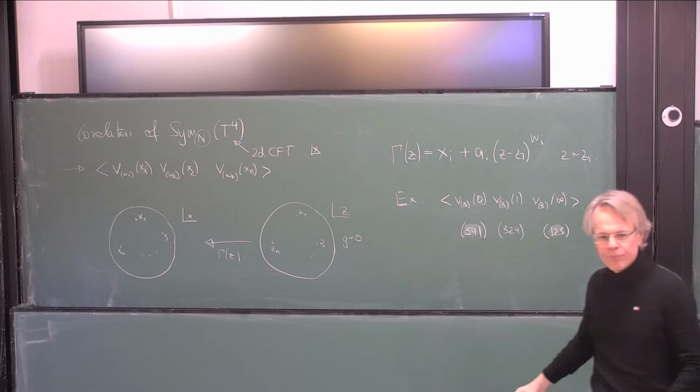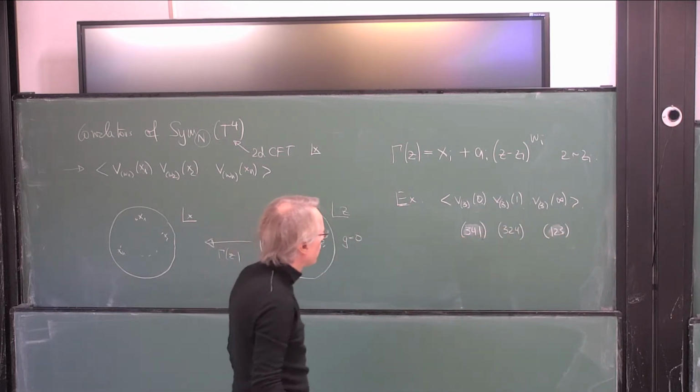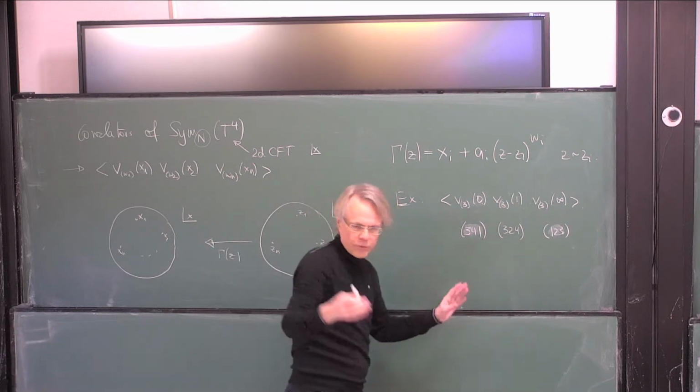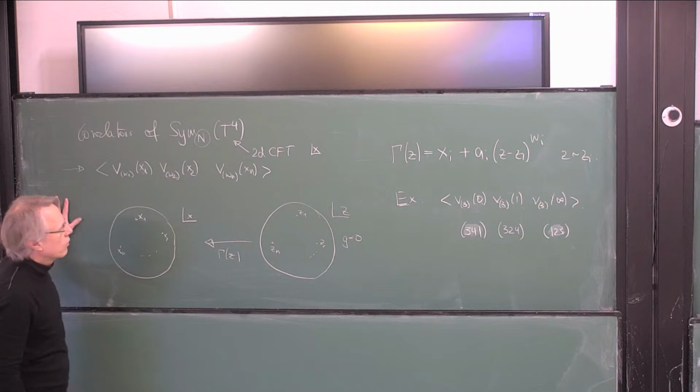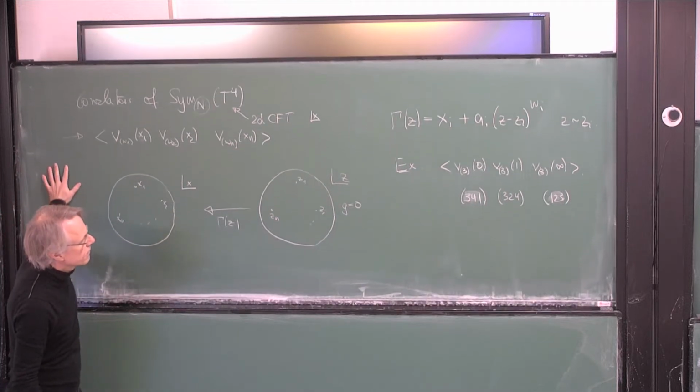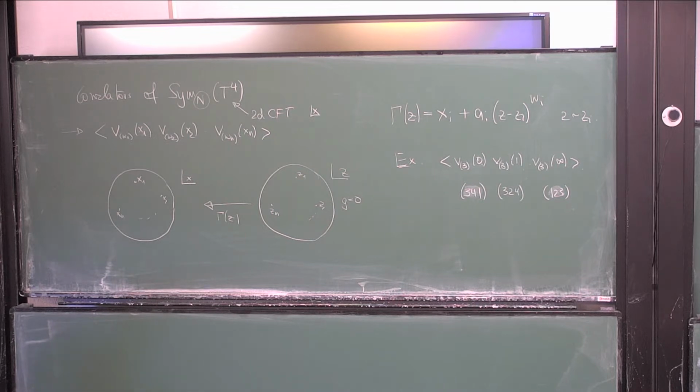Well, it could have been (1,2,3) for all of them, right? The product of (1,2,3) three times would have also worked, indeed. Yes. In this example, that would have also worked. Yes. So this is the correlator.